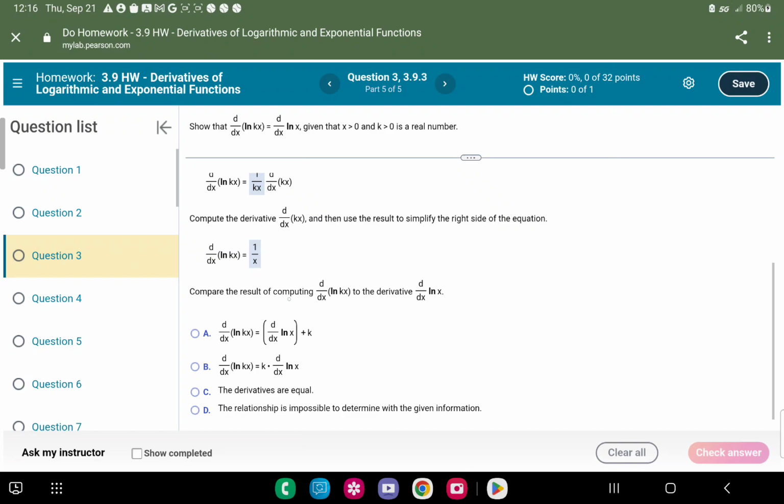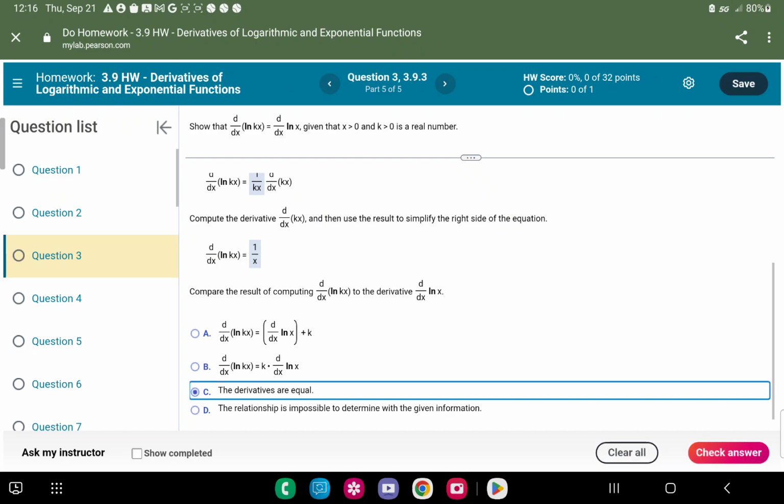Now we want to compare the result of those two together. Remember that the derivative of the natural log of x is just 1 over x. So the derivatives are in fact equal.